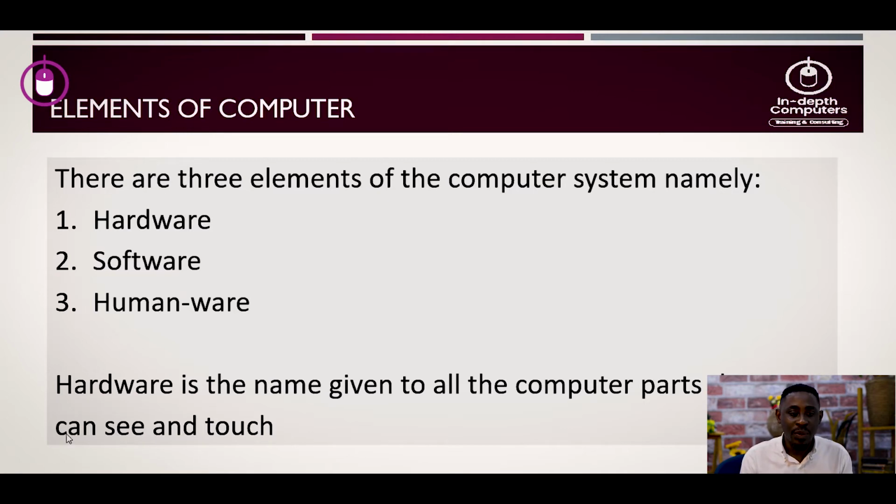Then the third one, which is the humanware, are the computer users. I told you that already. Anybody who can use a computer system is referred to as humanware.